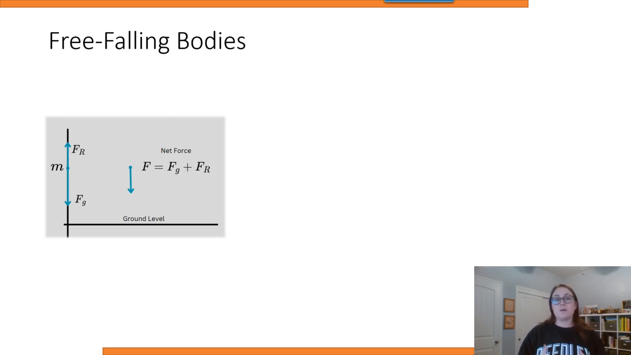Here you can see a free body diagram of this. I've got the gravitational force pushing down on our object, and then the resistance of air that it's flowing through is pushing back against that. We're going to have that downward force be in a positive direction, which makes the air resistance be in a negative direction. So we'll see a negative on that air resistance here. And then the net force, the overall force acting on this body, is just going to be the sum of those two forces, the gravitational and resistance forces.